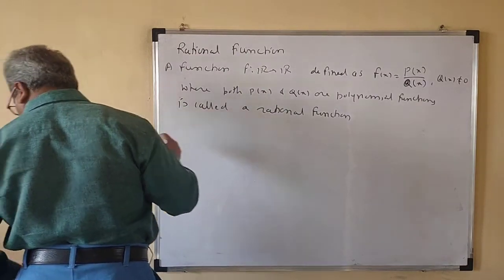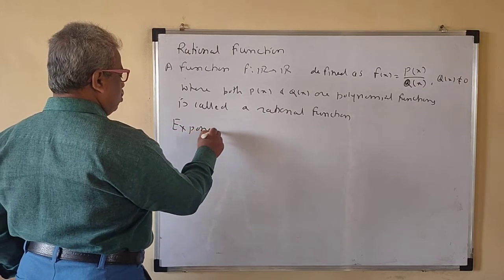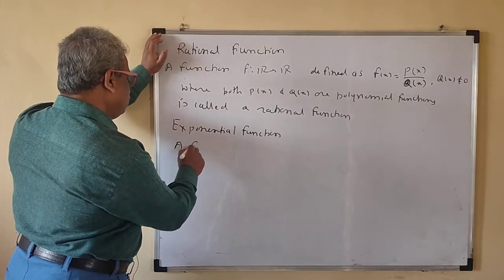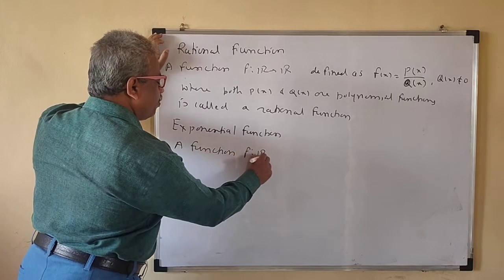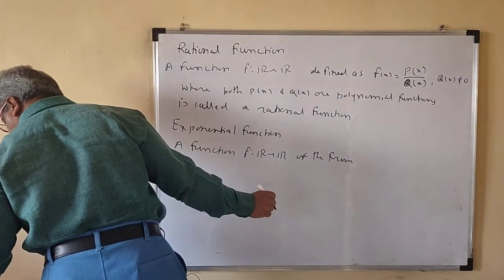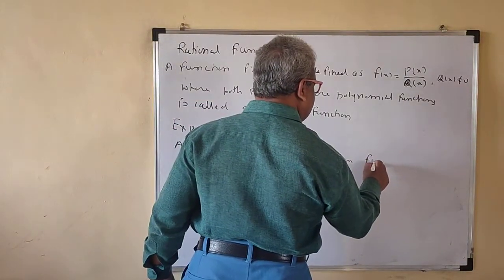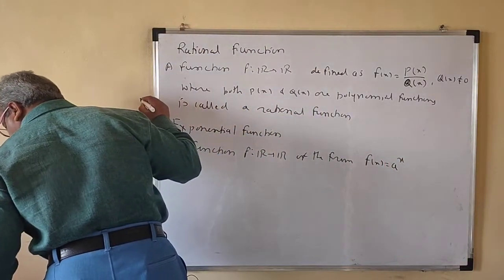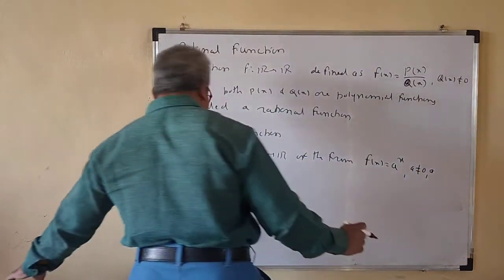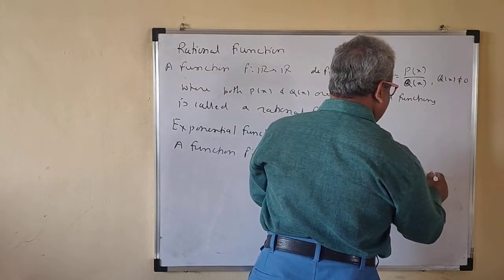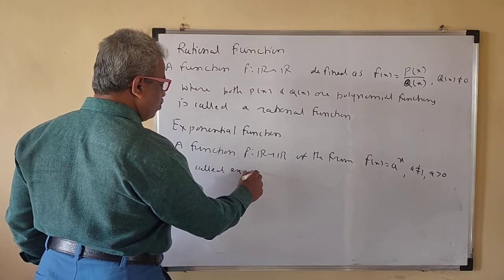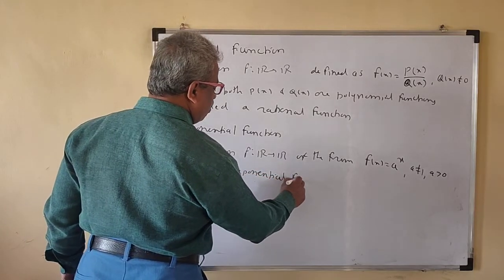Exponential function. A function f from R to R of the form f of x is equal to a raised to x, a not equal to 1 and a greater than 0, is called an exponential function.